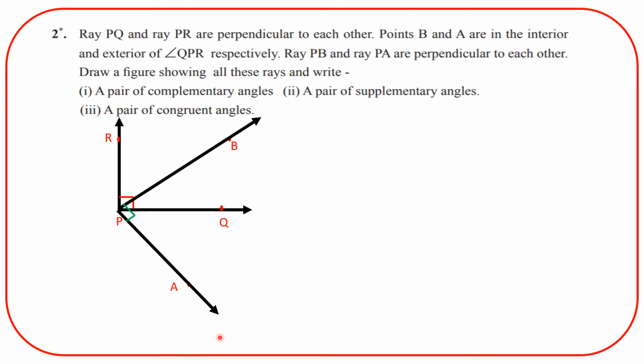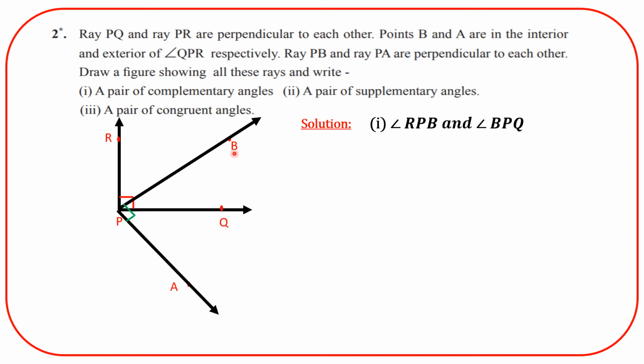Now write the pair of complementary angles. Complementary angles means the sum of two angles is equal to 90 degrees. Here in angle QPR there are two angles. So write down the names of these two angles as well as the names of these two angles. Solution. First one, angle RPB and angle BPQ. This pair is complementary.